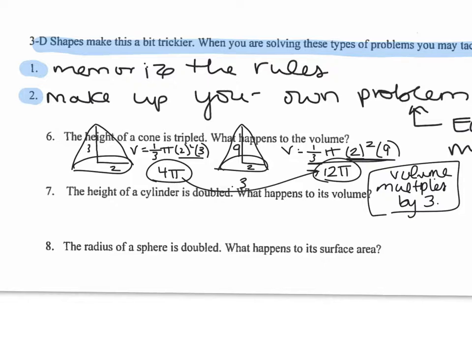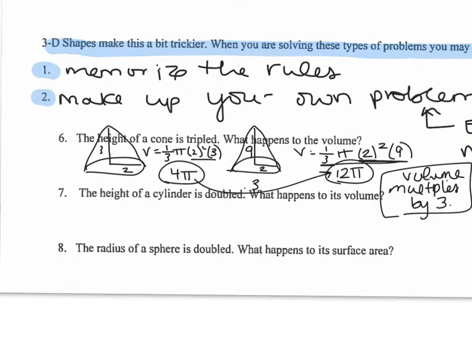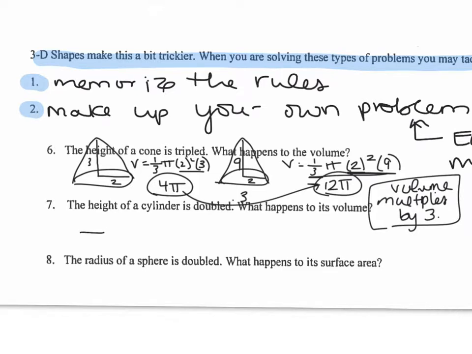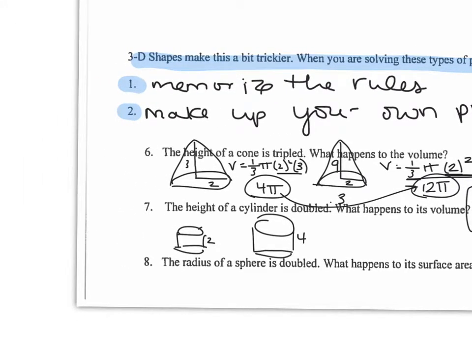So it says the height of a cylinder is doubled, what happens to its volume? So I have a cylinder, if I can draw, here's one cylinder, here's another cylinder. It says the height is doubled, so I'm going to start with 2, and then I'm going to double it to 4. So I'm talking about the volume, so if I want the volume of the little guy, the volume formula, if I look on my formula sheet, is pi r squared h. So pi, my radius, I didn't pick one, so let's pick 3. 3 squared, my height is 2. So 3 squared is 9, 9 times 2 is 18 pi.